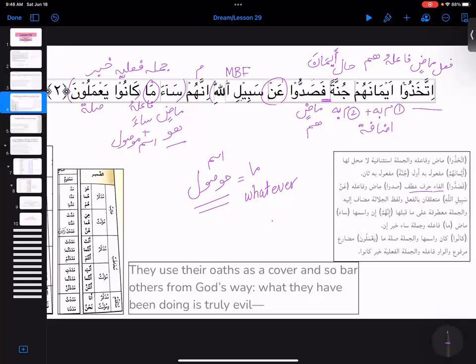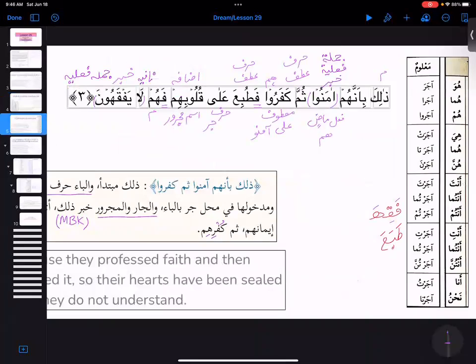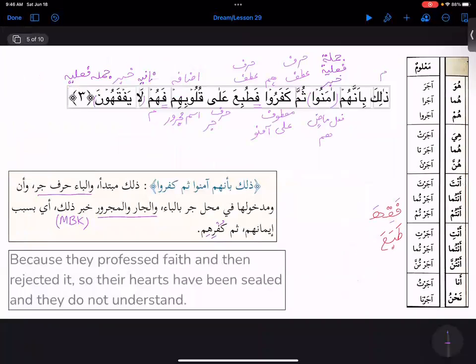Okay, is everyone clear on it? Yes. Okay, so moving on. Next one is, it says dhalika. What kind of sentence are we looking at?